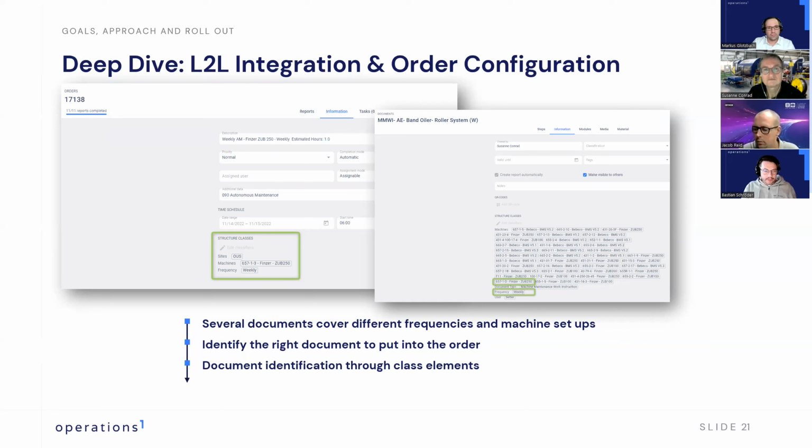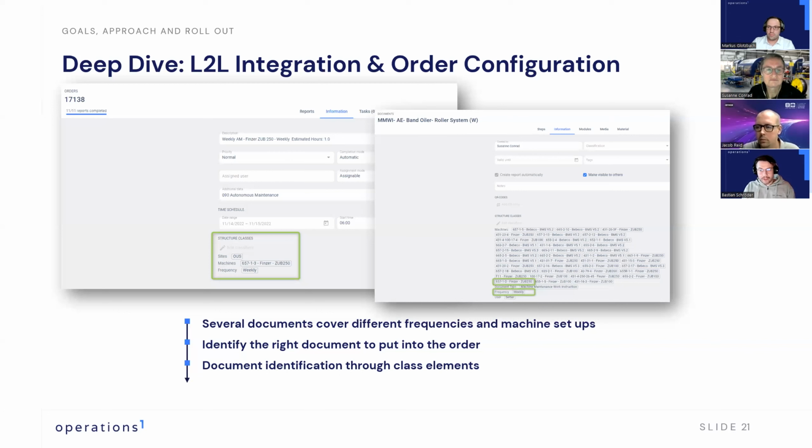Now, in this case, it's a different order. It's another example order. We can see it's a new order number in the top left corner, and through the Leading to Lean information that we received in operations 1, we added the class elements for the site, the machine, and the frequency. And then here's a detail of the information of the document itself. We can see there's also the machine mentioned and the frequency mentioned.